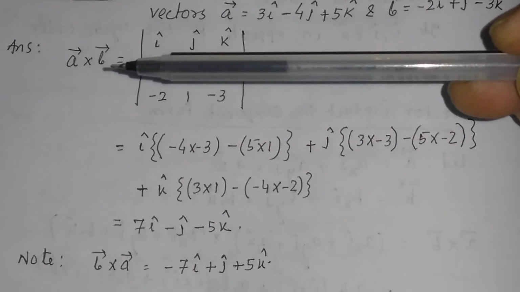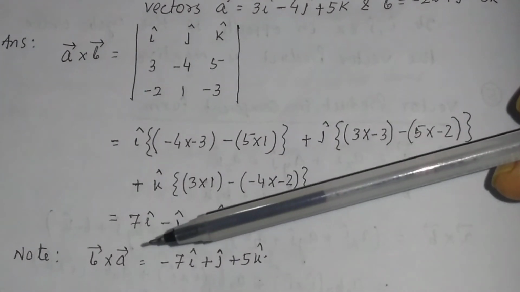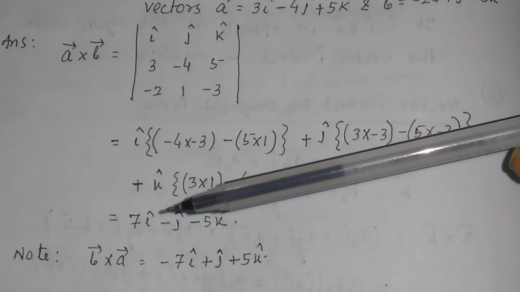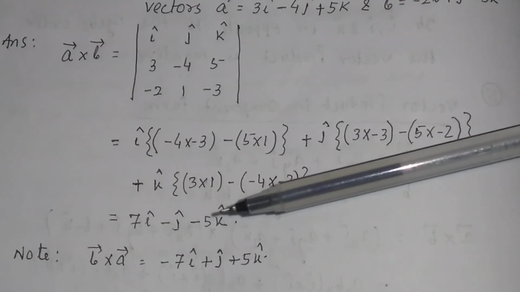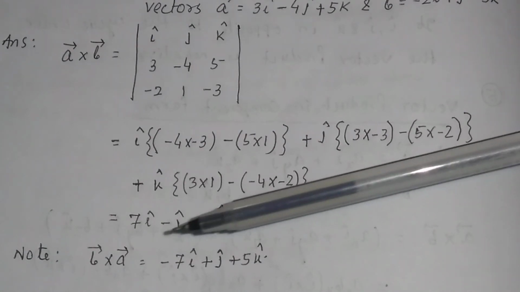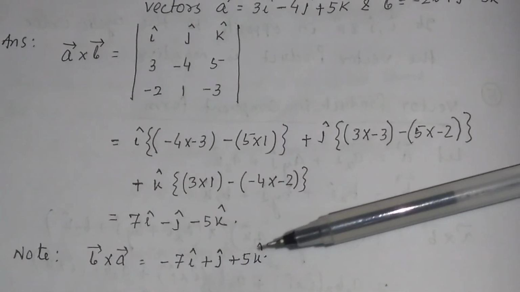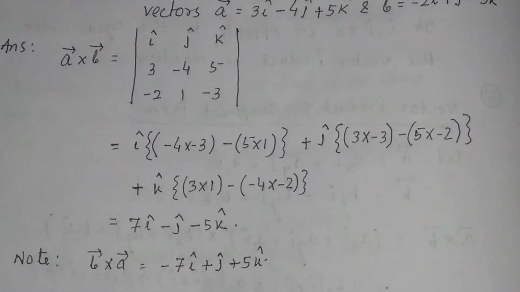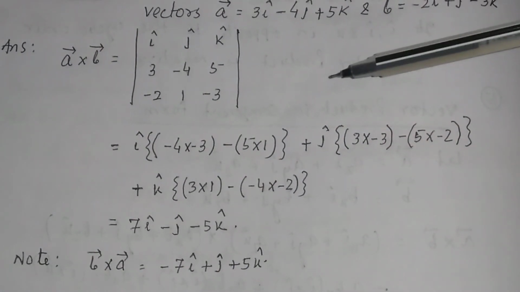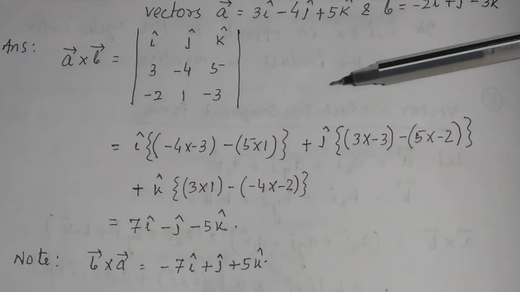And since we know A cross B is equal to minus of B cross A, so if A cross B is equal to 7i cap minus j cap minus 5k cap, then B cross A will be equal to minus 7i cap plus j cap plus 5k cap. So this is a brief discussion about the vector product or cross product of two vectors.